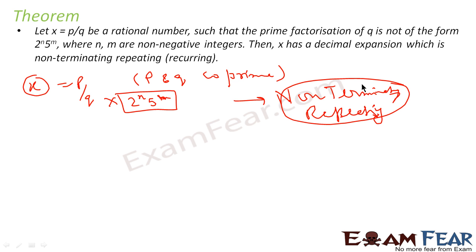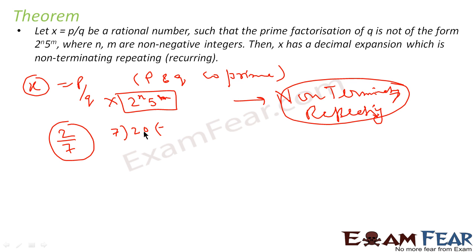Correct? If it is a rational number of p by q form, where p and q are co-primes and q is not a factor of 2 and 5, then it is always non-terminating repeating. For example, you take 2 by 7. 2 by 7, if you expand, this will always be non-terminating repeating. If you divide 2 by 7, this becomes 0.